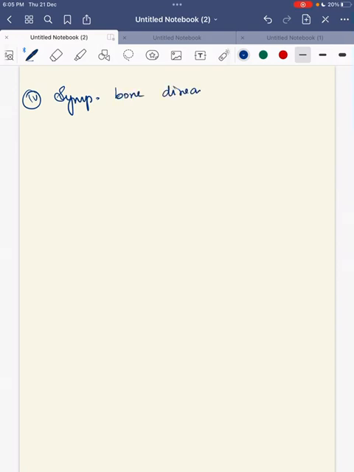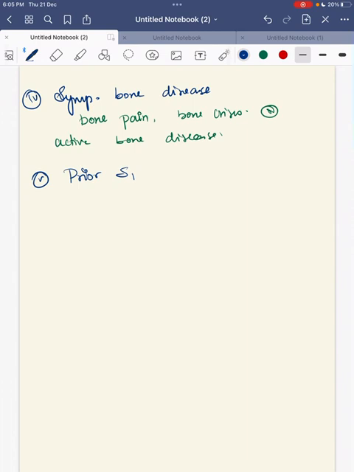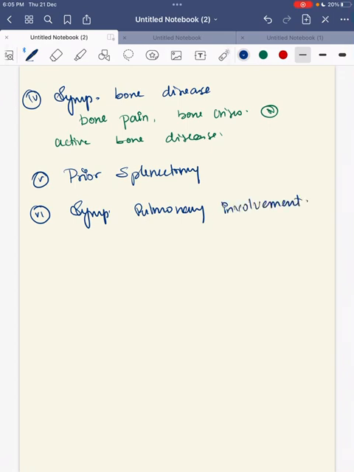symptomatic bone disease. In symptomatic bone disease, the child has symptoms such as bone pain or bone crisis, or the child has an active bone disease. Okay. Fifth one is when the child has a prior splenectomy. Sixth, when the child has a symptomatic pulmonary involvement. So these are the criteria for a child with Gaucher's disease to start on enzyme replacement therapy.